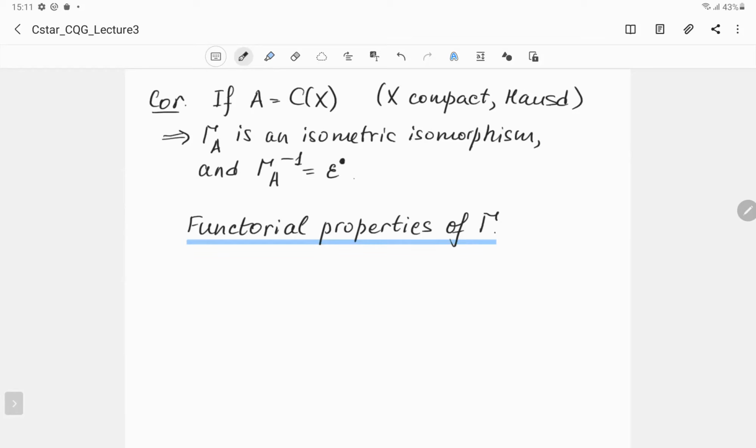Let's consider the following two categories. The first category will be denoted by comp. So the objects of this category are compact Hausdorff topological spaces, and the morphisms are just continuous maps.